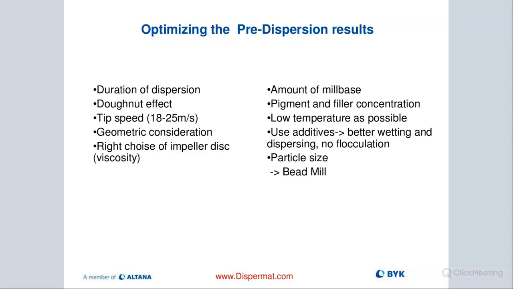Tip speed again, 18 to 25 meters per second. I always mention it because it's really, really important. Geometric consideration again, 1/3 diameter is the rule of thumb of our disc to container vessel diameter, but depending on the viscosity, this can change. Also, there is different type of impeller discs on the market. There's a lot of custom designs out there. So depending on what works best for you, you have to play around.